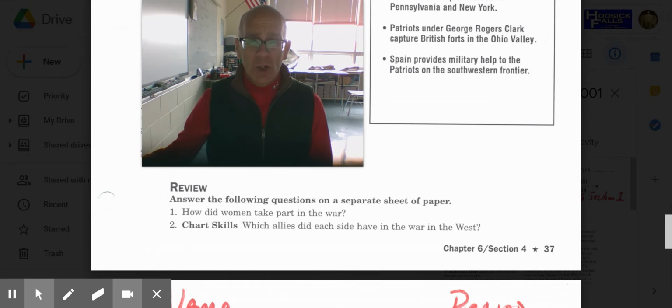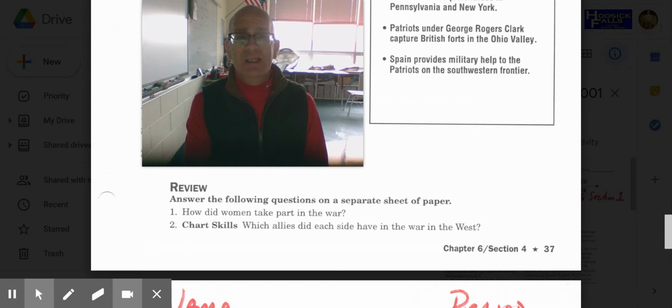And when we return, we will be looking at the last section in Chapter 6, Section 5, which is titled Winning the War in the South. When the war first started in 1775, it started in the New England colonies. It started in and around Boston. It will then shift to the middle states.